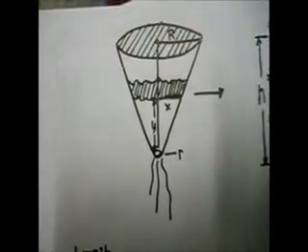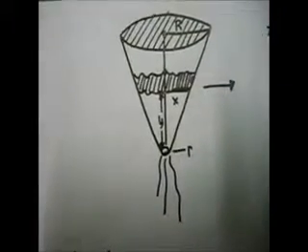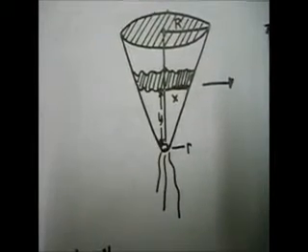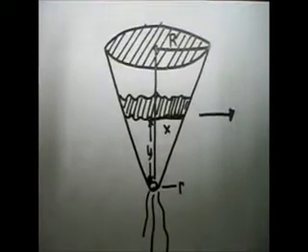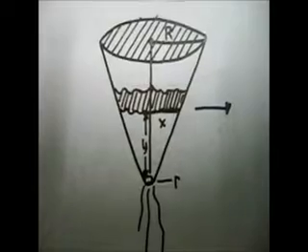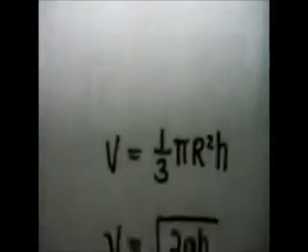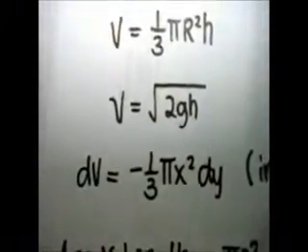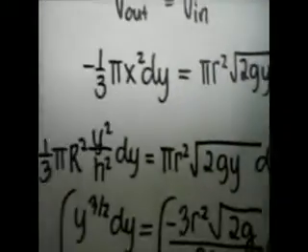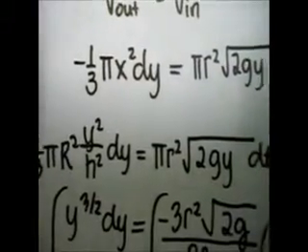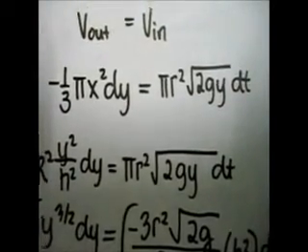So this is the volume of water that goes out of this tank. We all know that the volume of what's inside is just equal to what will go out when the tank drains completely. So this equation is just equal to this equation. So we have here 1/3 pi x squared dy is equal to pi r squared square root of 2gy dt.